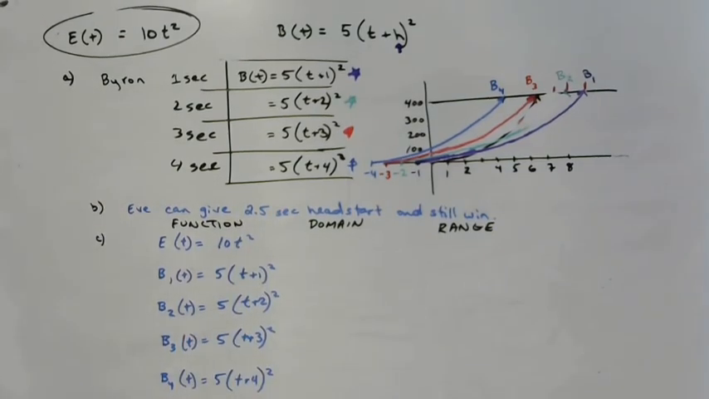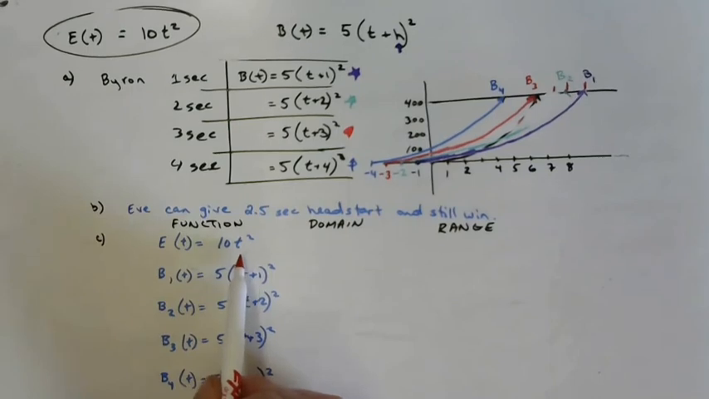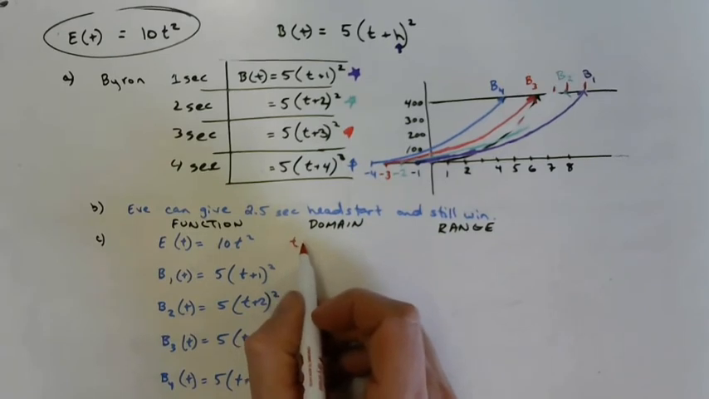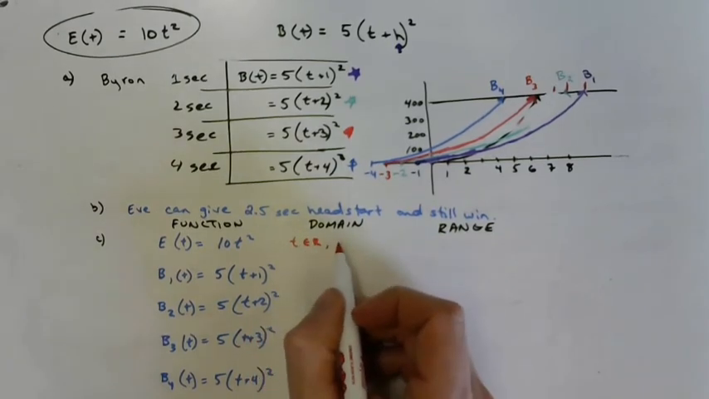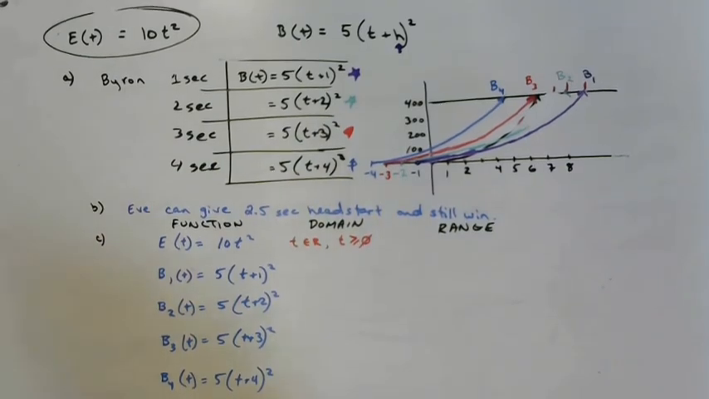Okay. So the domain of Eve's function here, can she go less than 0 if t starts when Eve starts? No. So t, which is time, comes from the set of real numbers, and it must be greater than or equal to 0. It's restricted by negative numbers. It can't be negative.